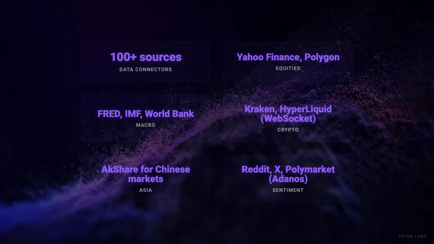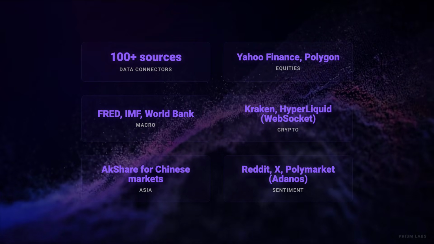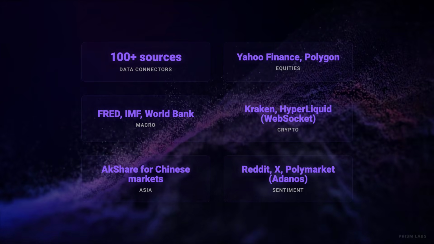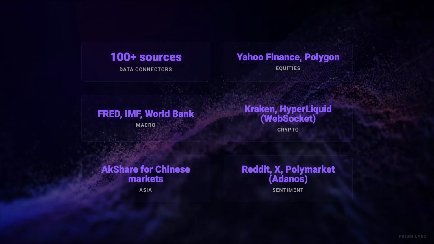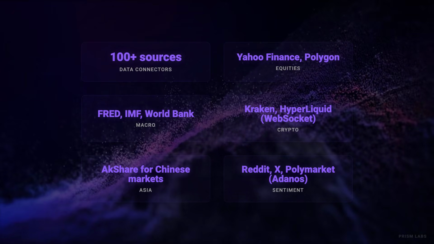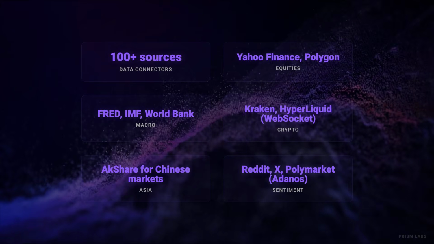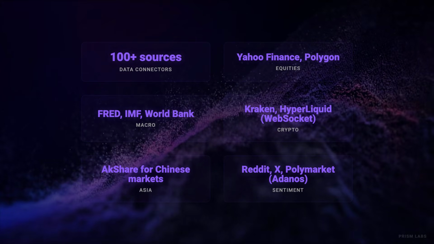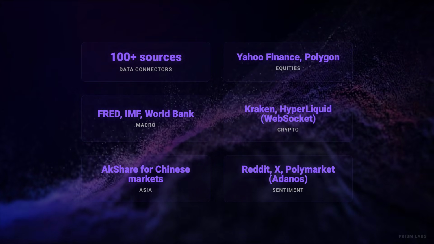And the optional Adanos market sentiment integration surfaces retail sentiment analysis from Reddit, X, financial news sites, and Polymarket, cross-referencing social media buzz with prediction market probabilities. The geographic coverage is genuinely global, US, European, Asian, and emerging market data through a single interface.